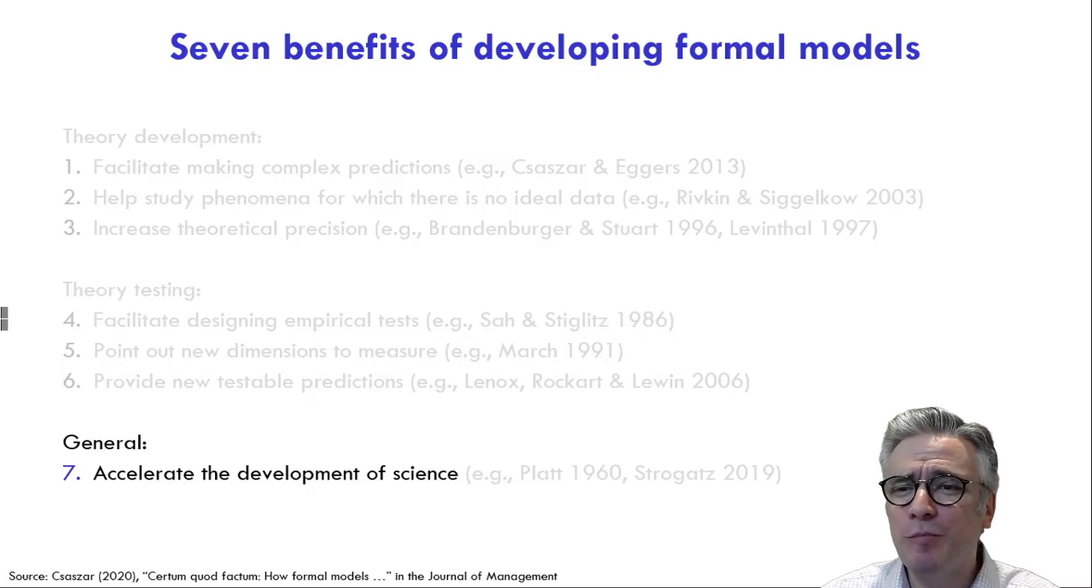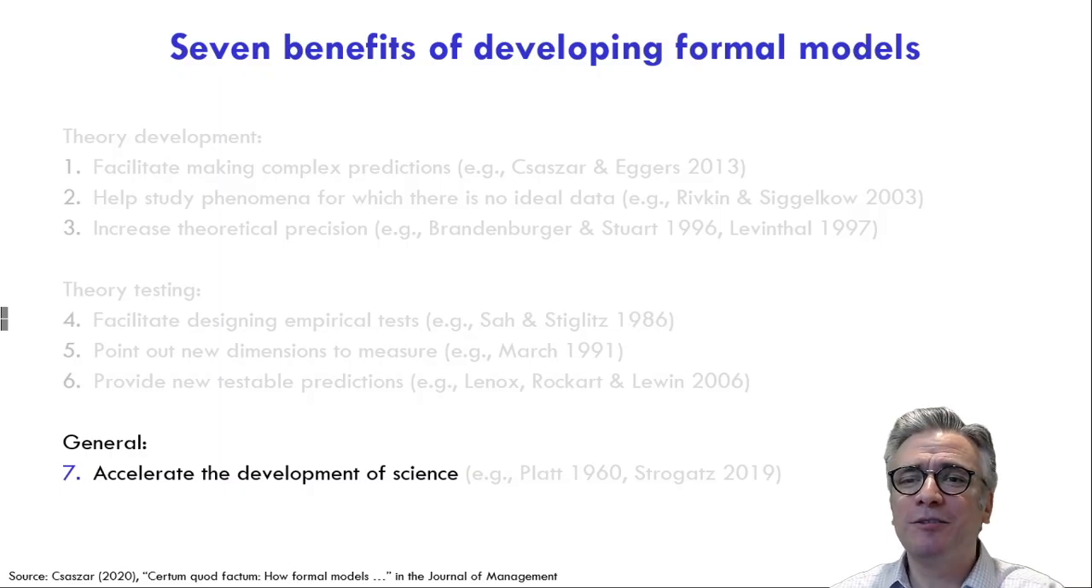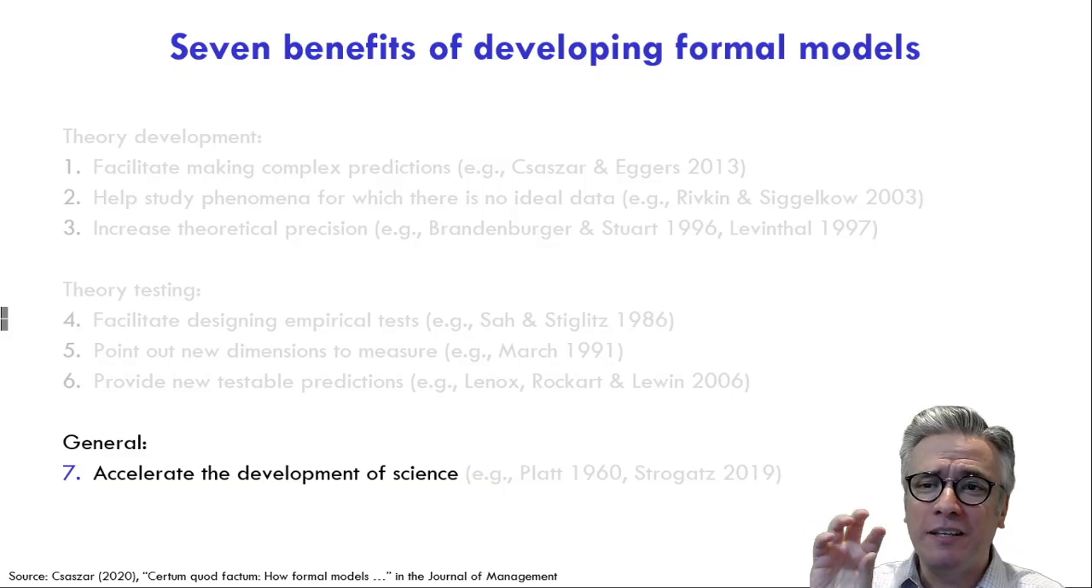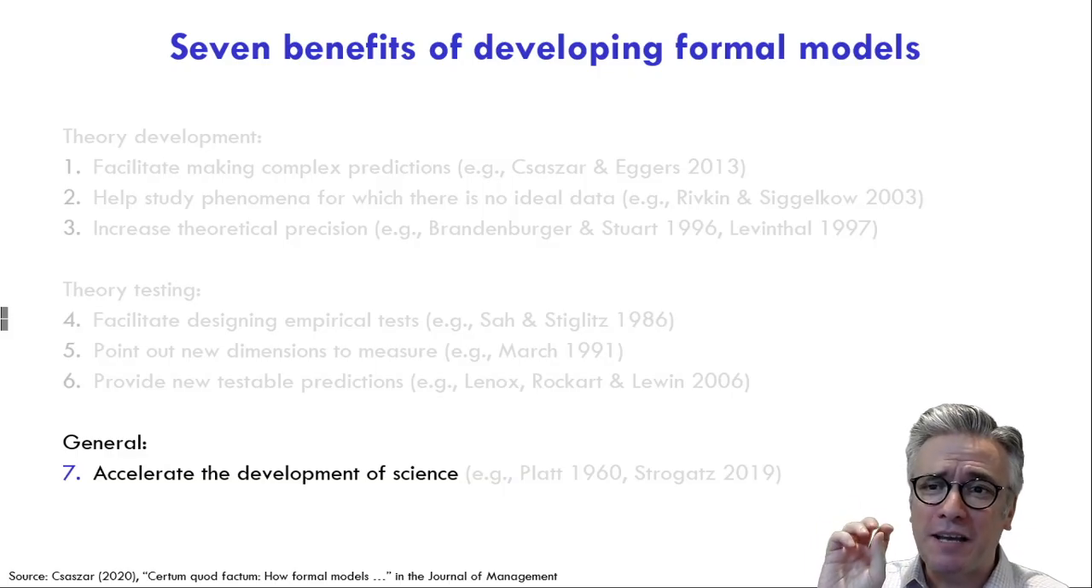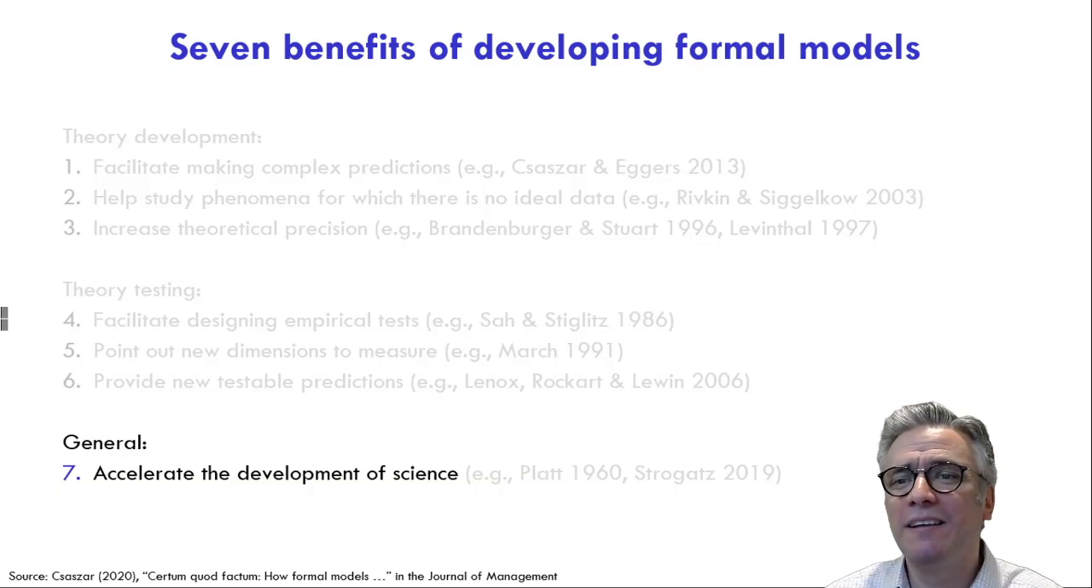There's this very nice book by Strogatz that talks about how many fields were able to develop with the introduction of calculus. Essentially what calculus did is accelerate the development of science because it allowed for these very clear definitions and predictions that enabled theory testing and increased the speed at which science progresses.